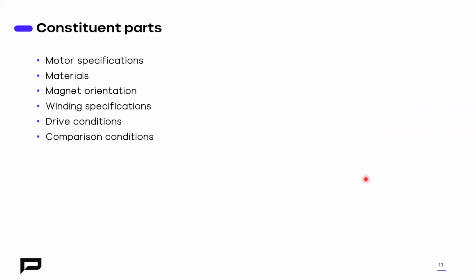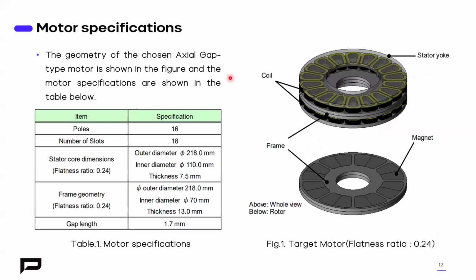Let us get into the constituent parts one by one. The motor specifications: this is the geometry which is chosen. It is a 16-pole 18-slot motor, and it has a stator core OD of 218 and ID of 110, with a thickness of 7.5 mm. The frame geometry has an outer diameter of 218, an inner diameter of 70, and a thickness of 13, and the gap length is 1.7 mm. This is the whole view of the AFM.